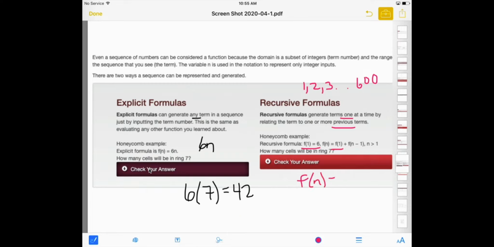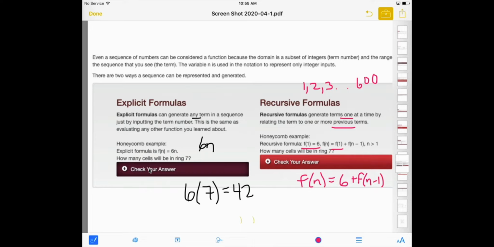F of n minus 1 represents the previous term, okay? So I'm plugging in 6 for f of 1, and then plus the f of n minus 1. So my question is the same. It says, how many cells will be in ring 7?